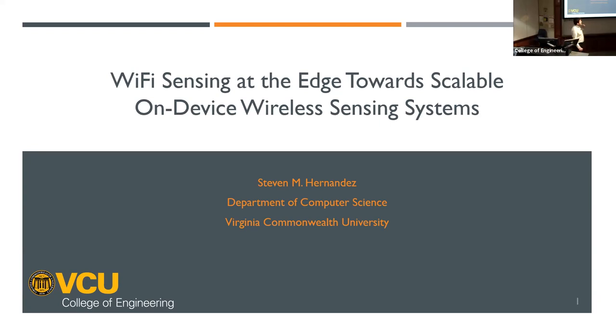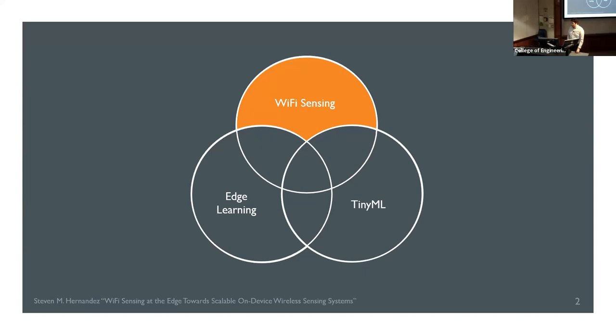So this topic is going to be my PhD work over the past 5 years or so. And it's trying to figure out how we can achieve Wi-Fi sensing at the edge and how we can make scalable on-device machine learning and signal processing things for small edge device, embeddable devices such as this. So in this work, we've got three different categories of topics that I like to split all of the work into. The first one is the core thing that I mainly focus on, which is Wi-Fi sensing.